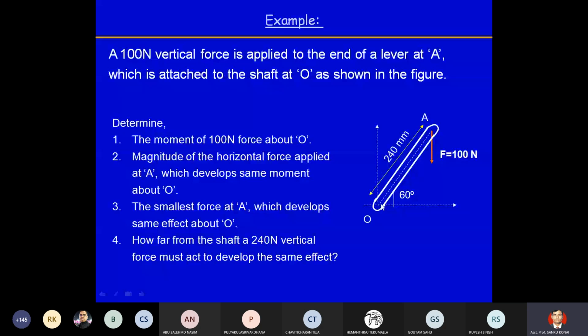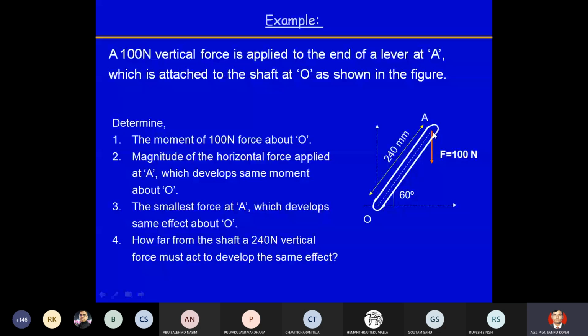So in this case, the distance will be maximum when that force is perpendicular to that line. Then the perpendicular distance will be 240 mm. In any other direction, the perpendicular distance will be a certain component of 240 mm, which will be less than 240 mm. So if this force acts perpendicular to this AO line, that distance will be maximum, and the force acting perpendicular to the OA line will be the minimum force. So we have to find it that way.